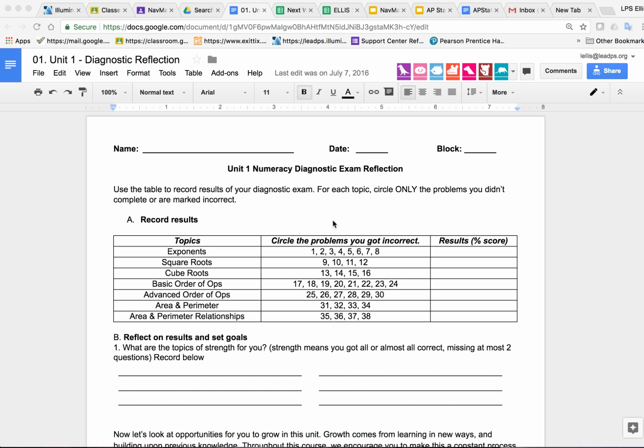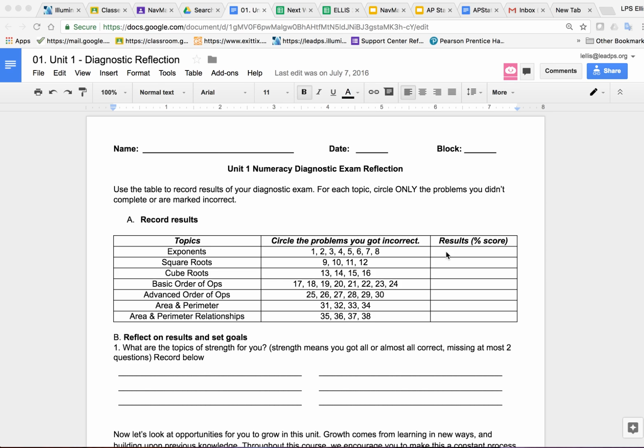Also in front of you, you have your diagnostic exam. On the left here are all of the topics that are on the exam. And then it corresponds with all of the numbers of the problems. Okay, so the first thing you're going to do is take your exam and circle on this paper all the ones you got incorrect. So if I'm looking at mine and I got 1, 3, and 4 incorrect, I would circle 1, circle 3, and circle 4.